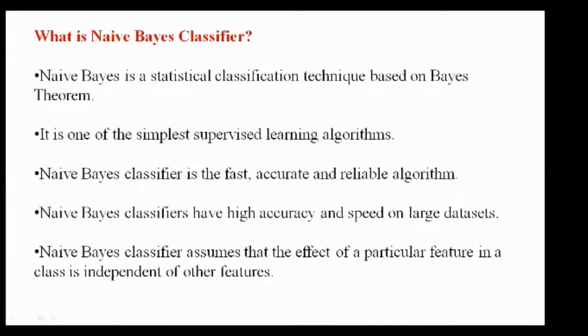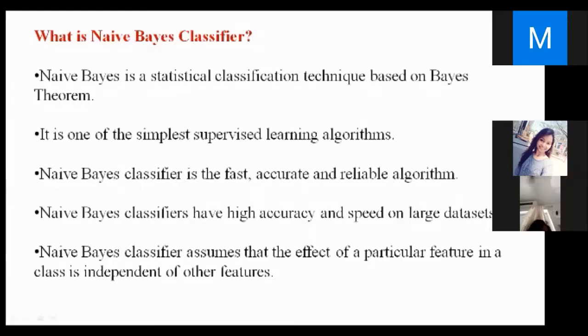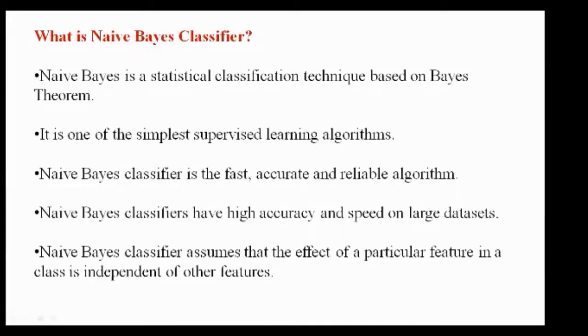It is the simplest type of supervised learning. So along with input data, we have to provide labels also. That means output should also be given to the algorithm along with the data. The main advantage of this Bayes classifier is that it is a fast, accurate and reliable algorithm. It is simple also, and has high accuracy and speed on large databases. So generally when the data set is very large, this Bayes classifier is used.